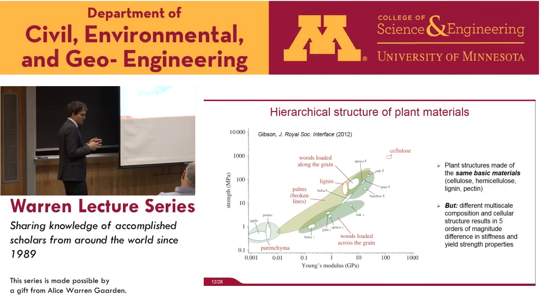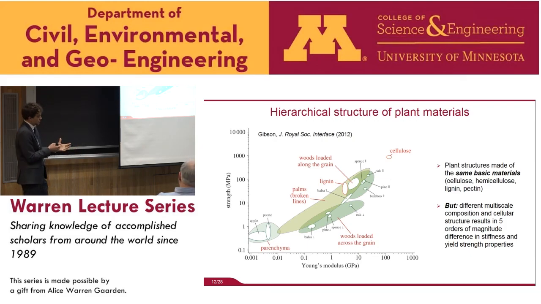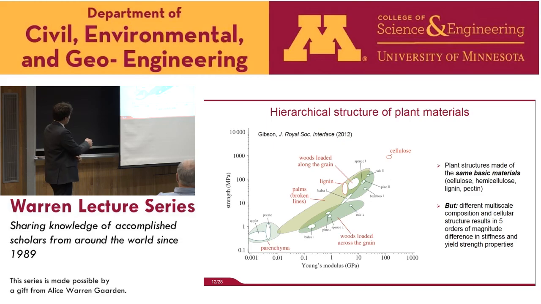What I want to explain first is why the hierarchical structure of plant materials is essential for this. What we see here is a plot of the stiffness, in terms of the Young's modulus, and on the y-axis the yield strength for very different plant materials. We see a huge variety of strength, ranging from parenchyma-dominated plants such as apples and potatoes to very strong wood. Here's oak, and that ranges from hundreds of megapascals to several gigapascals. So there are orders of magnitude of variation.